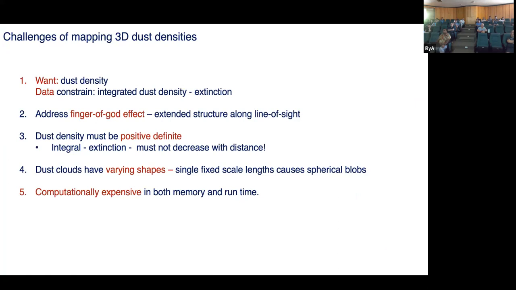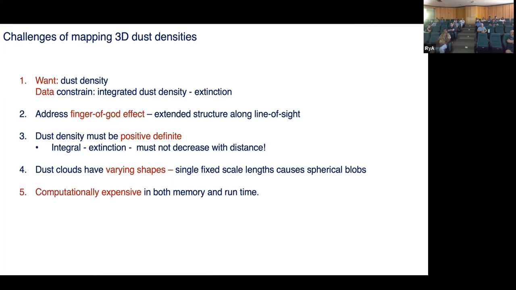3D dust density mapping has a whole lot of challenges. It's not a simple process to do. Like I said, what we want is the dust density, but our observable is the extinction. So we basically have to go from this integral quantity to its derivative. And you can't just simply take an integrated quantity and get a derivative out of it because of the way the structure forms. If you have an integrated quantity, think of it like 2 + 2 makes 4 for you, but so will 1 + 3, right? So you can't just go from the integral down to the derivative.